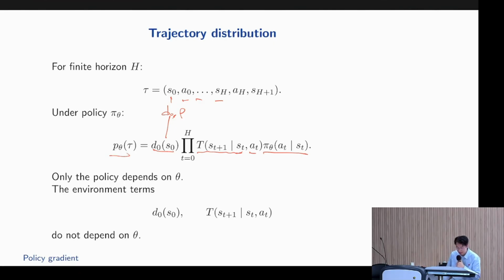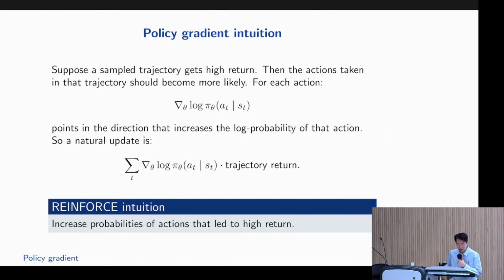Here, the important observation is we want to formulate an optimization problem in terms of theta, the parameter for the policy. And the important observation is only the policy depends on theta. So if you formulate the optimization problem and hit it with a gradient, hopefully everything else will disappear except the policy. The initial state distribution and environment distribution don't depend on theta.